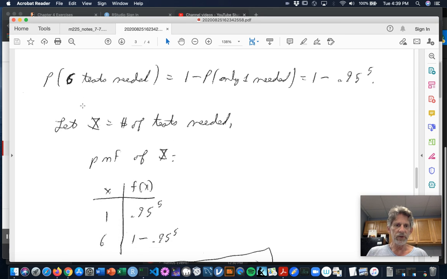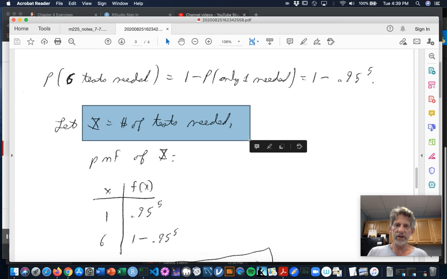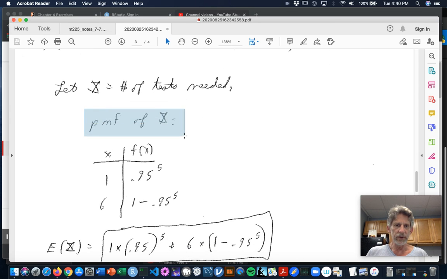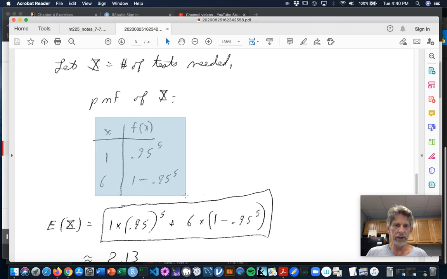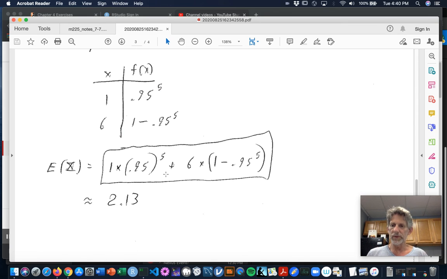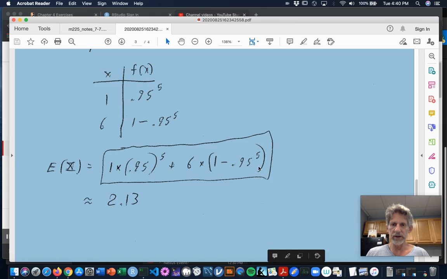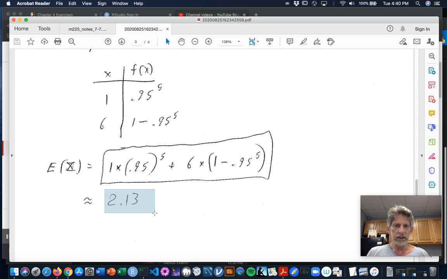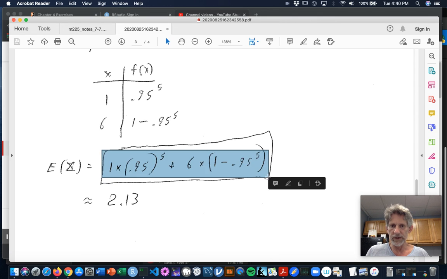So if you think of it in terms of a random variable where X is the number of tests needed, the probability mass function for X can be written with this little table here. 2 possible values, 1 and 6, with chances given like that. So the expected value is the sum of the possible values times their chances: 1 times 0.95 to the 5, plus 6 times 1 minus 0.95 to the 5. Some people took calculators out and claim to have found that it was 2.13, and I'll go with that. Anyway, this is fine as a final answer. You don't have to simplify if you don't want.